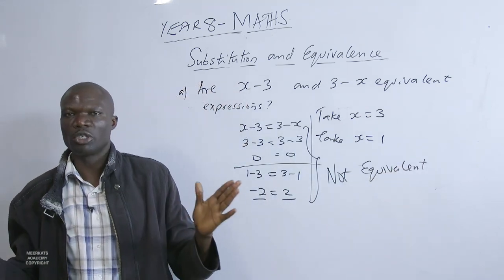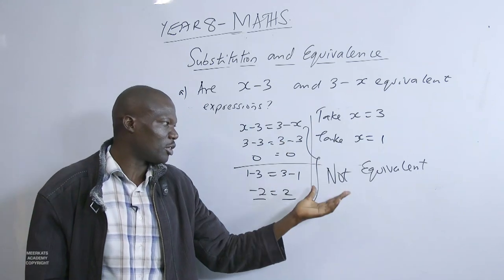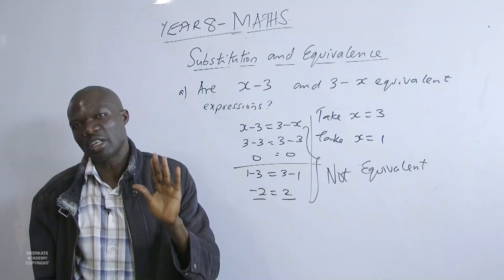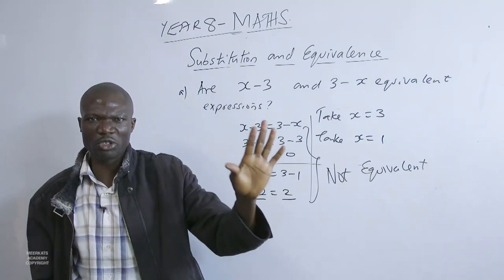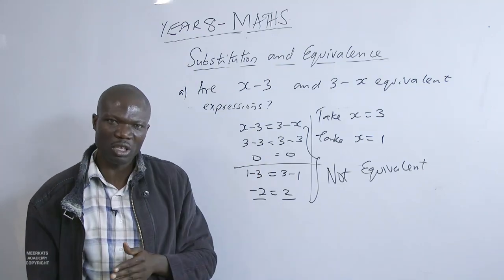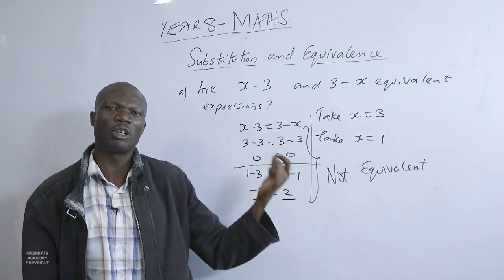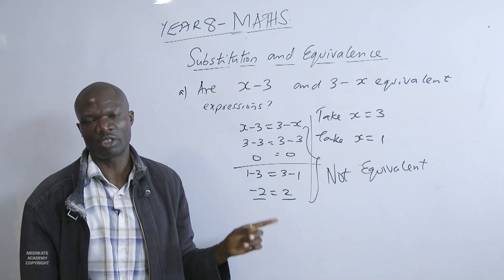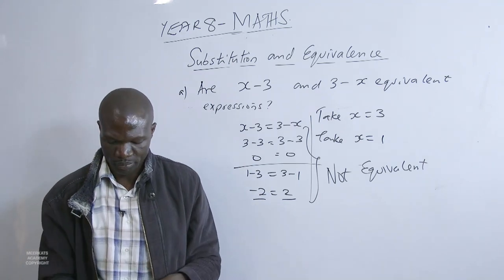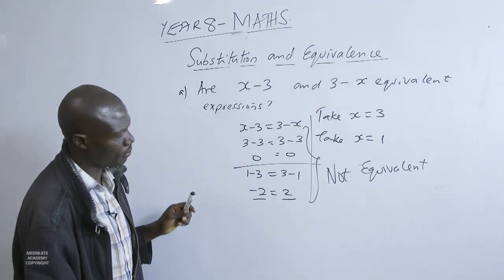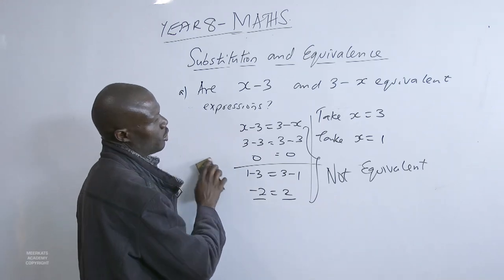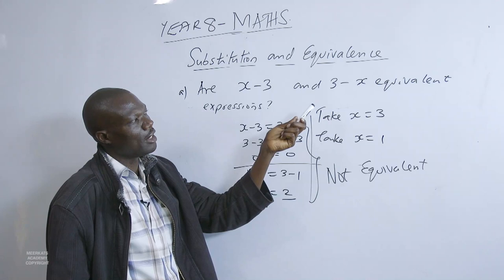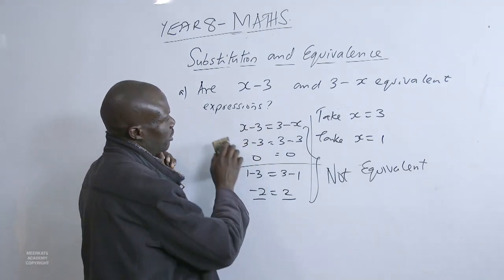They are not equivalent because when you substitute the values, if the two expressions are the same, irrespective of whichever values you substitute, not only one should give us the same, they should keep on giving us equal answers. So this one has already shown us that they are not the same. So we have concluded that x minus 3 and 3 minus x are not equivalent expressions.